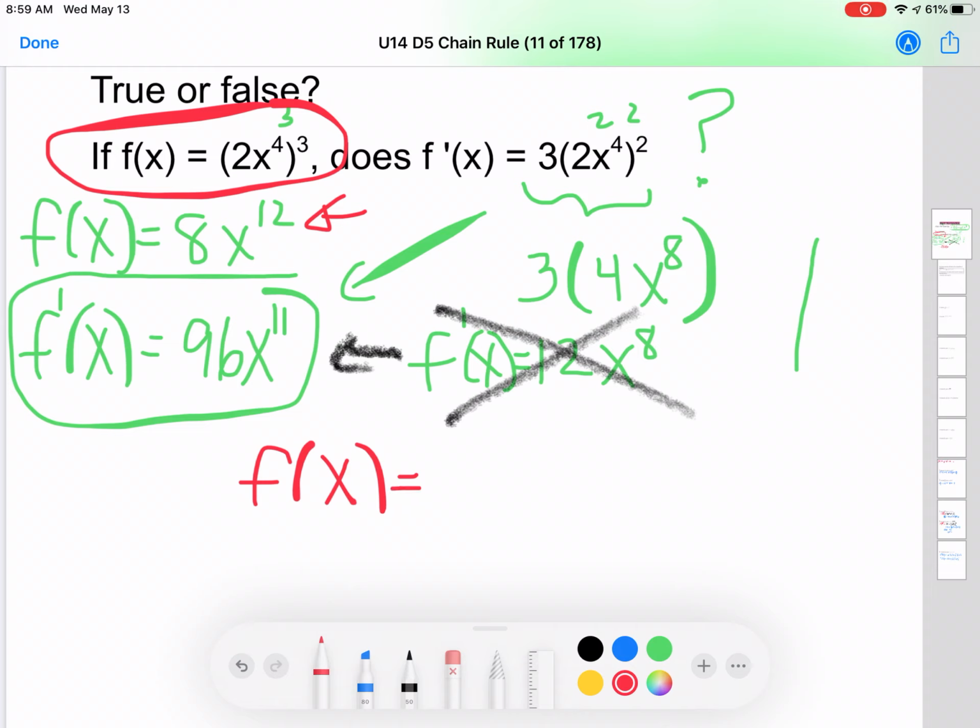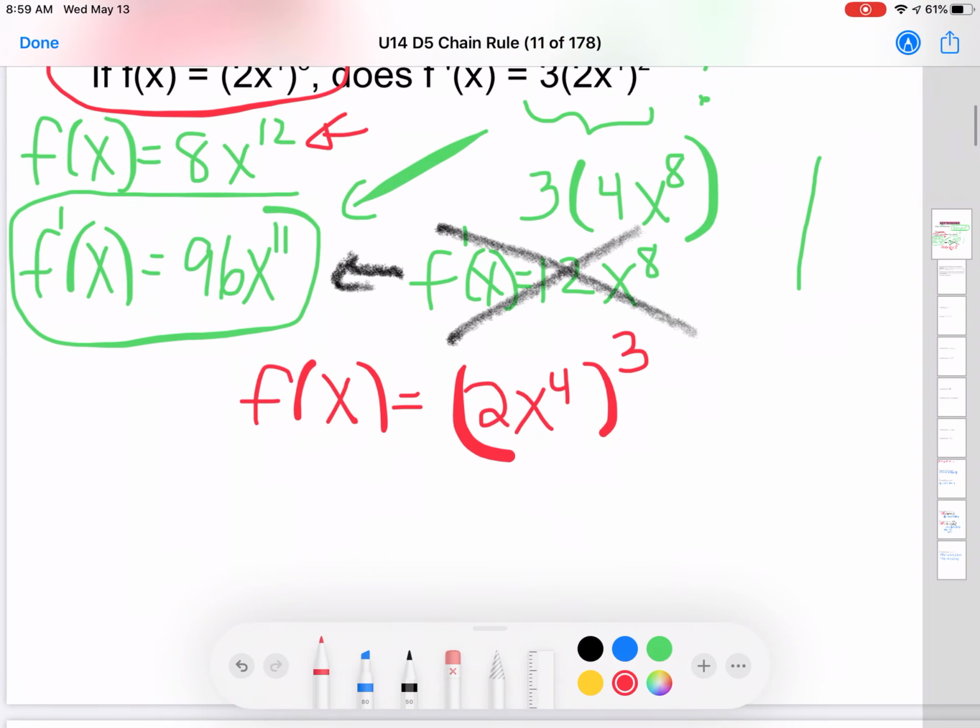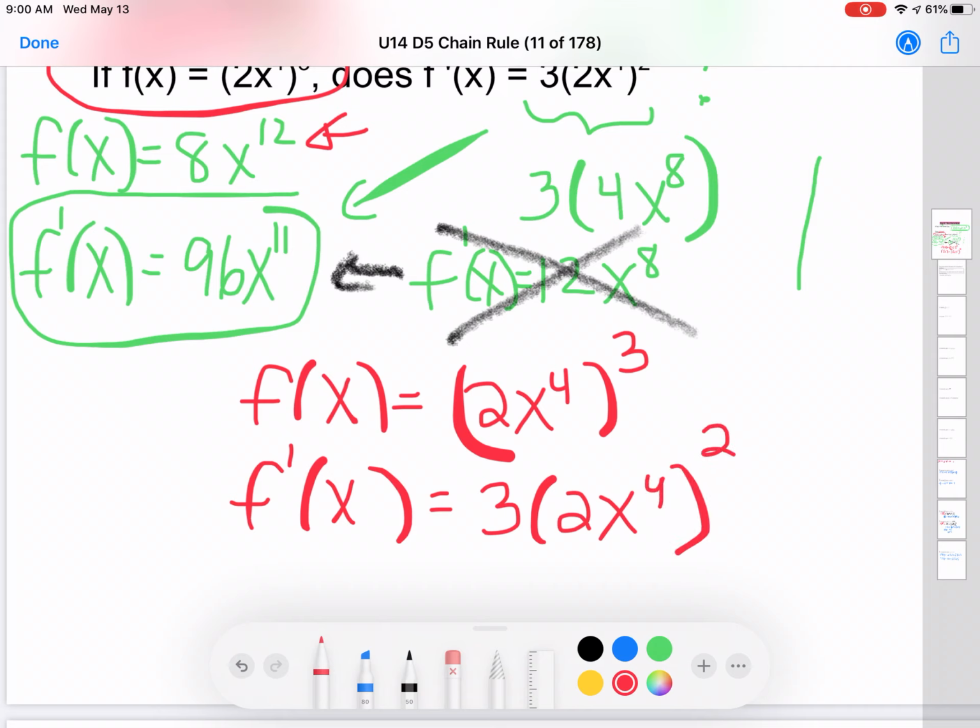So f of x equals 2x to the fourth raised to the third. Okay, so the first thing we do is we do the power rule. So bring down your 3. You're going to keep that base of 2x to the fourth, decrease the power by 1, but now you multiply by the derivative of the inside. So the derivative of this inside, what is the derivative of this guy? So the derivative is 8x to the third.